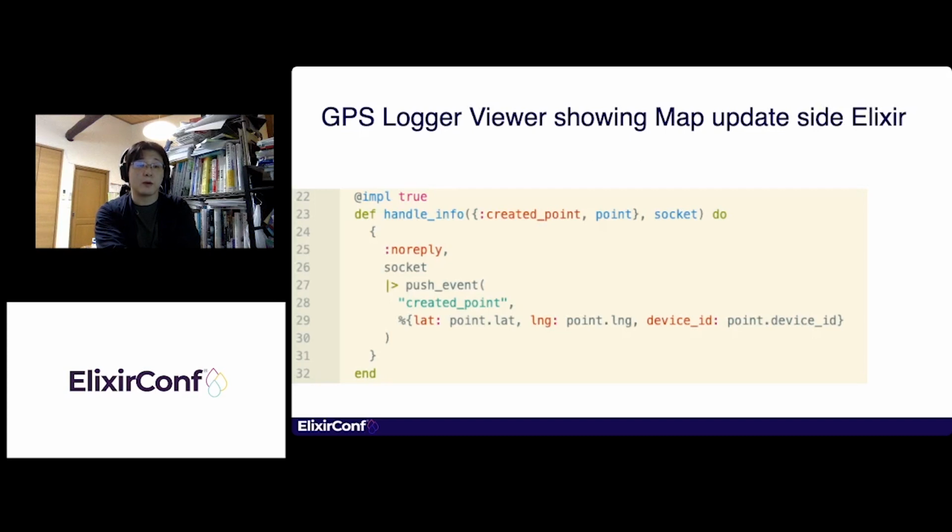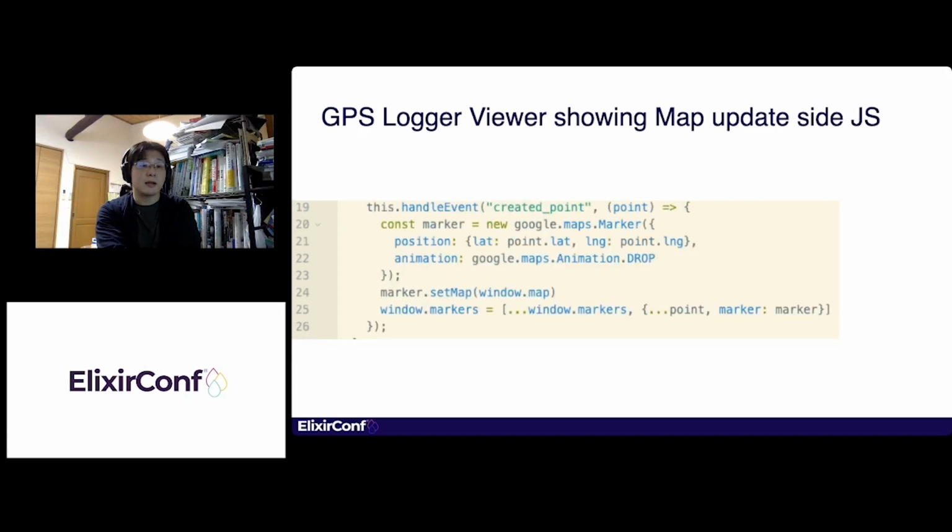This is a function to execute when the broadcast is received. Send a message as JSON with location data. This is a JS function that will be executed when a message is received from LiveView. Create a marker with the received location data. Add the marker to the map and window.